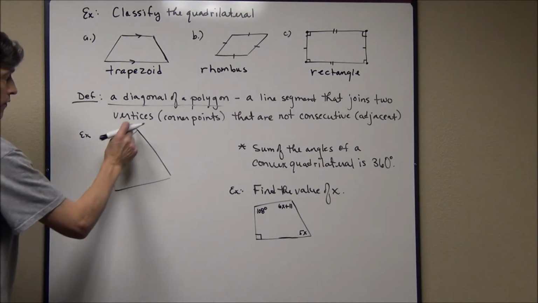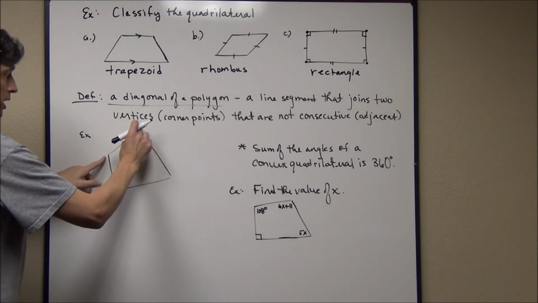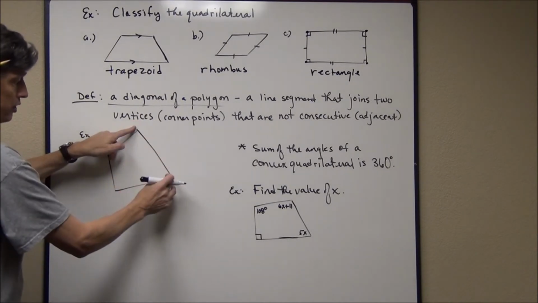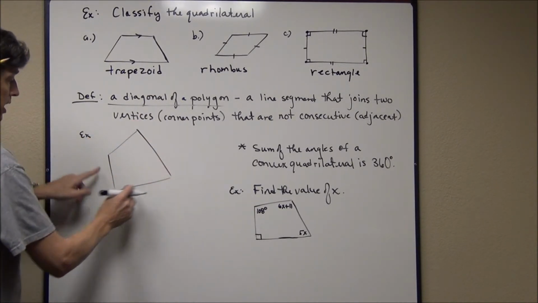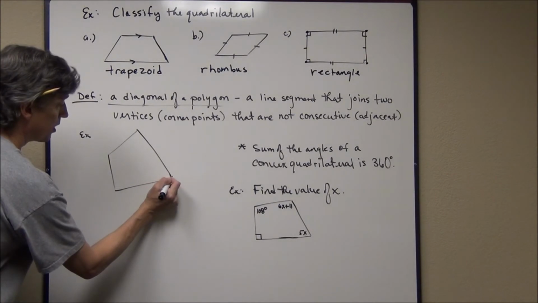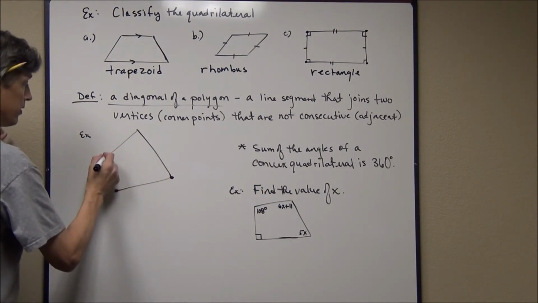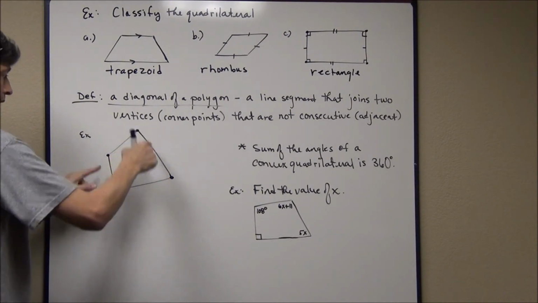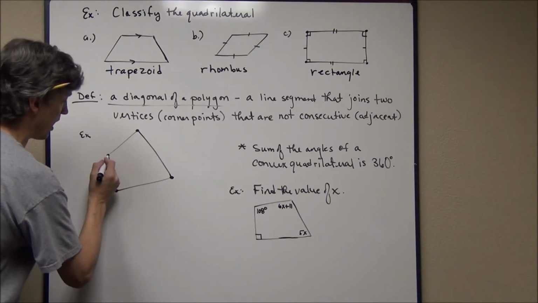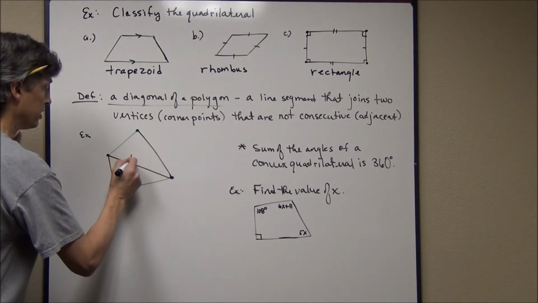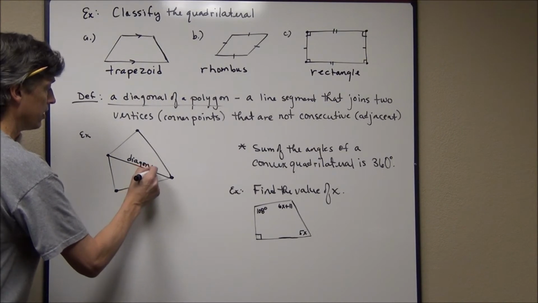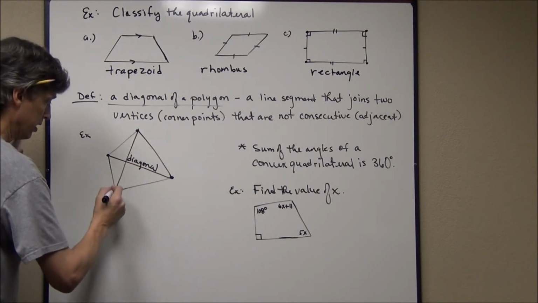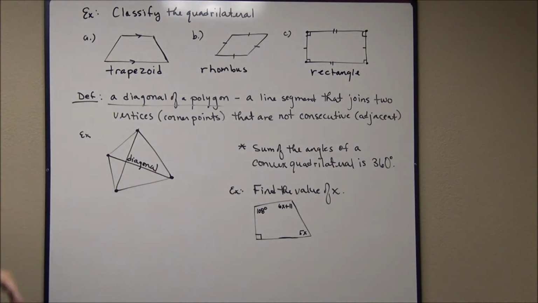I have four vertices here. These two are consecutive, one right after the other. These two are consecutive, these two are consecutive, and these two are consecutive. However, these two are not, and these two are not. If I draw a line segment like this, this is referred to as a diagonal. And this actually has two diagonals. Kind of looks like a kite.